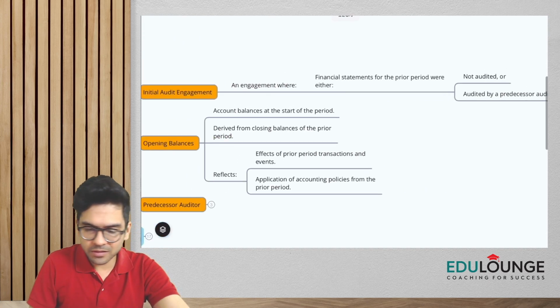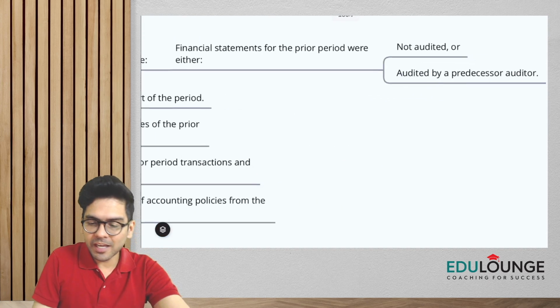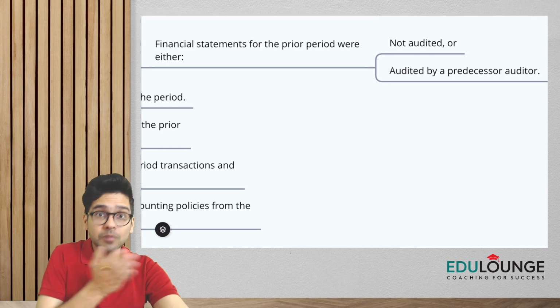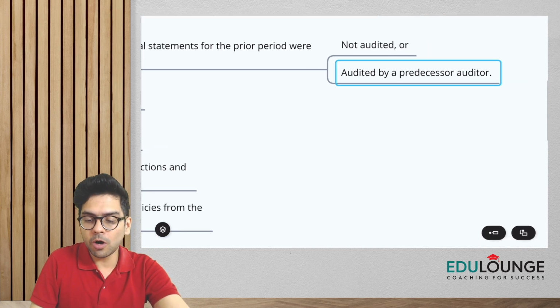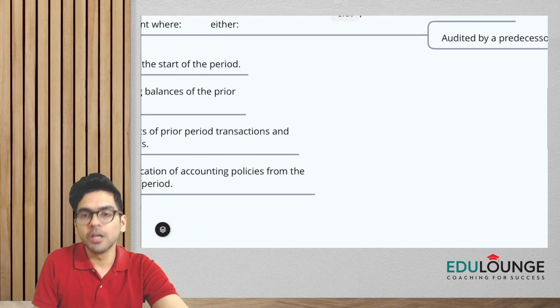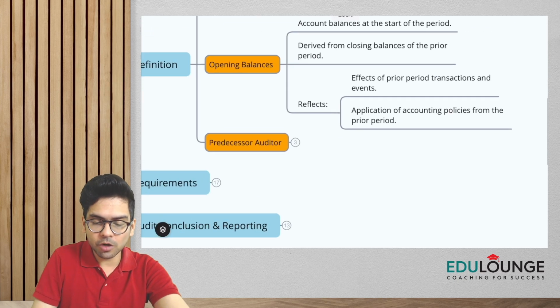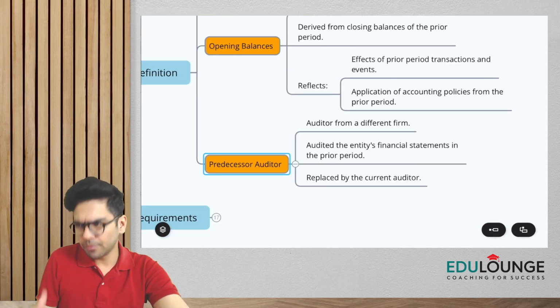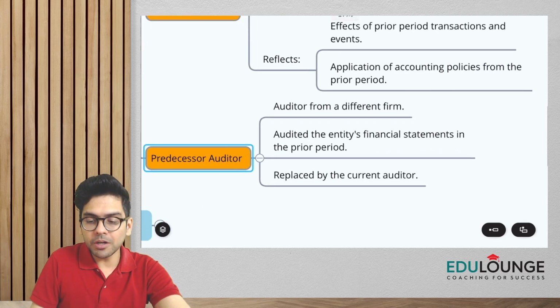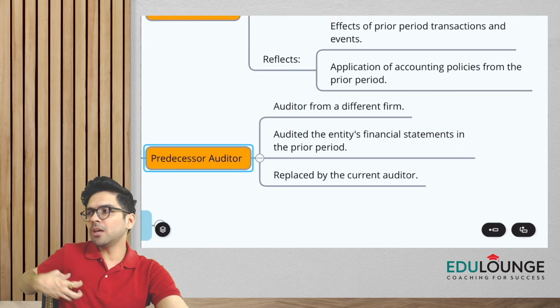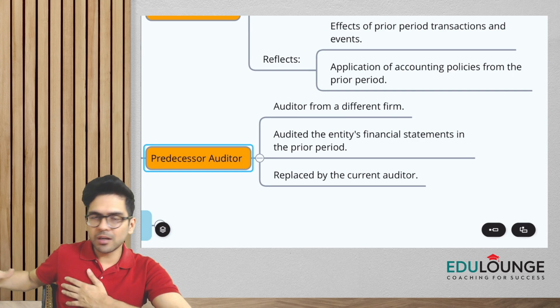And I told you, guys, what is initial audit engagement, wherein the financial statements of the prior period were either not audited or were audited by some predecessor auditor. So who is a predecessor auditor? A predecessor auditor will be an auditor from a different CA firm, right? He can't be your partner belonging to the same firm.